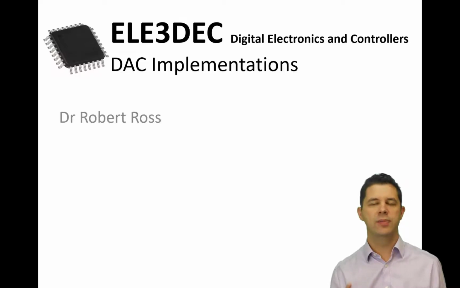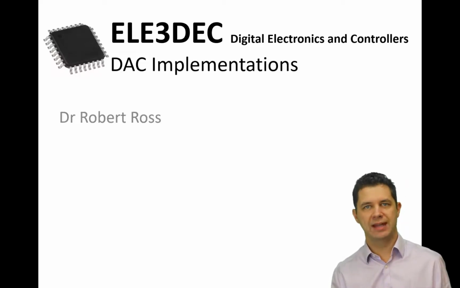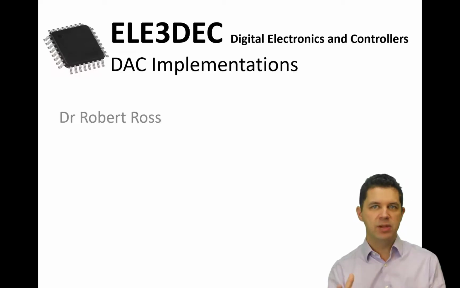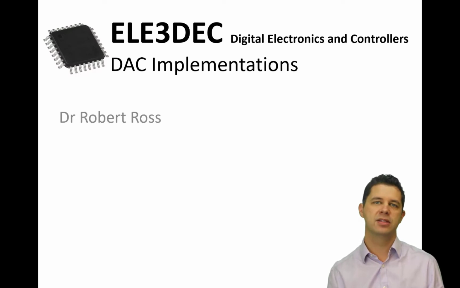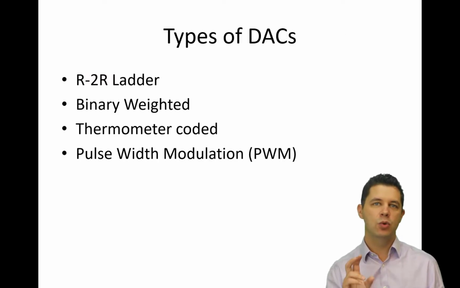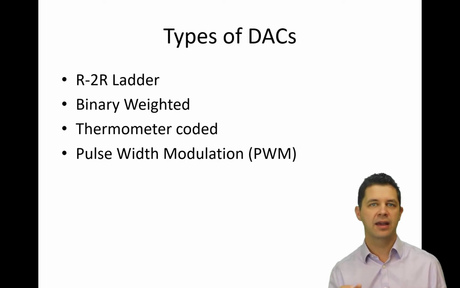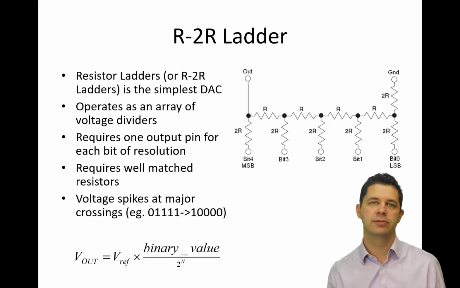In this video, we'll be talking about implementations of digital to analog converters. How do we actually implement them and get them in hardware? We've got different methods available to us, software-based methods and hardware-based methods as well. In particular, we'll go through these four of them: the R2R ladder, the binary weighted DAC, a thermometer coder DAC, and the one that we'll be using mostly in the labs, which is PWM or pulse width modulation.